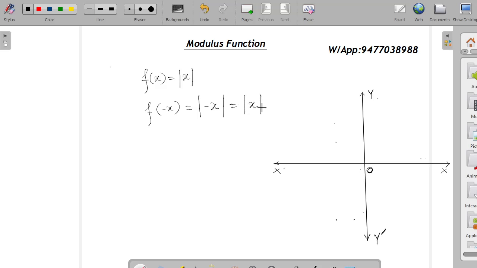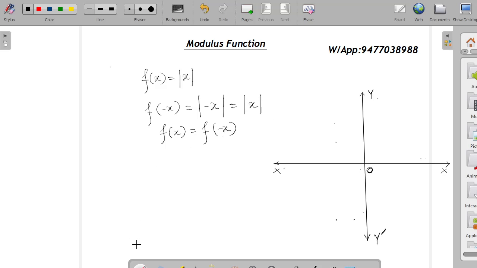So this tells me that f of x is equivalent to f of minus x. So this given function is an even function. That means the graph of this function would be symmetrical about the y-axis. Now this check is done so that we can draw the graph with ease.